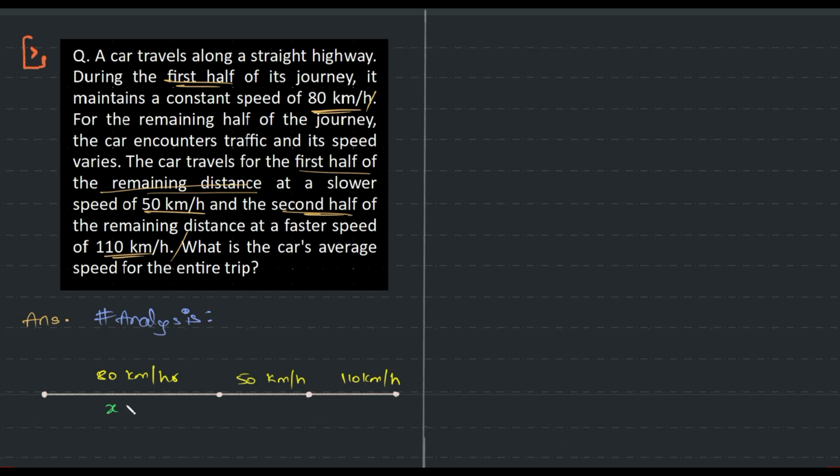So we'll call the distance x or 2x. So this will become x and this will become x. What's the car's average speed? So we have the working. The average speed is defined as total distance, the entire thing, divided by total time.